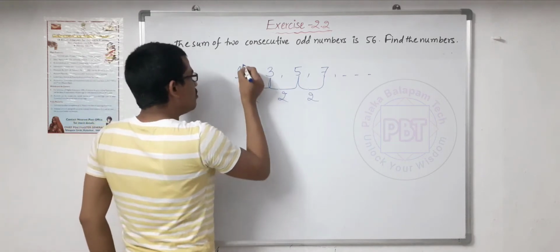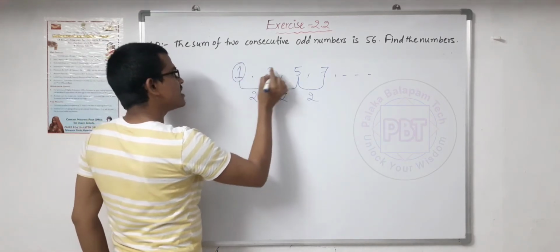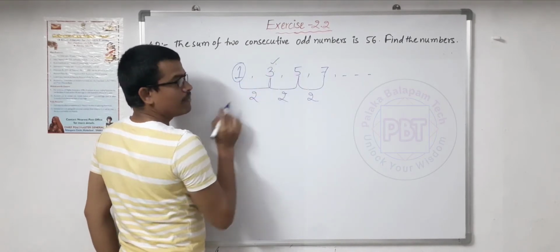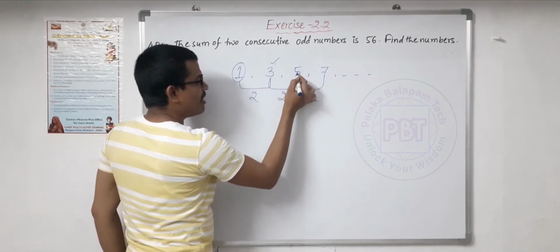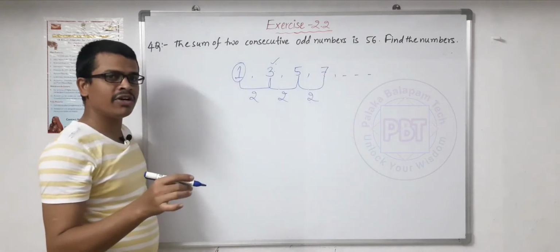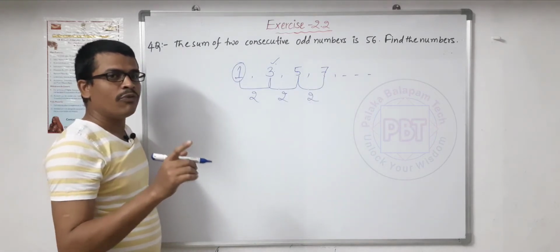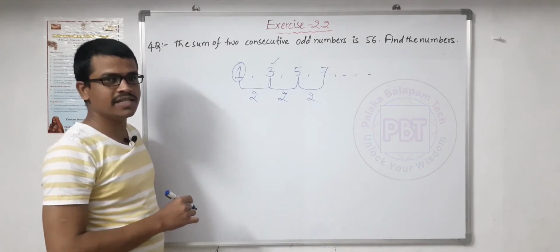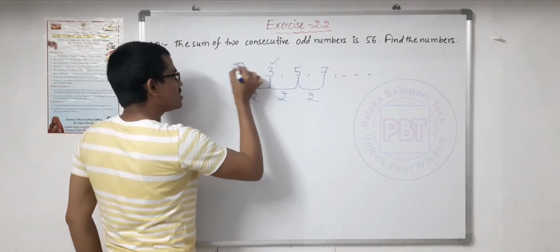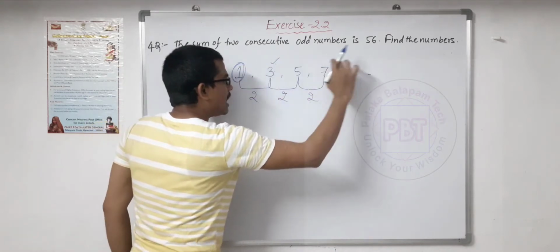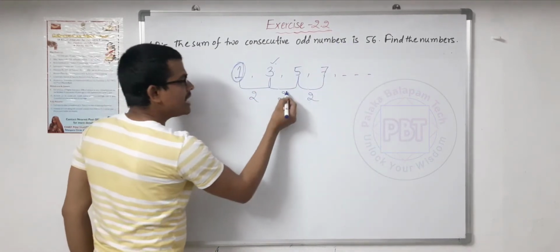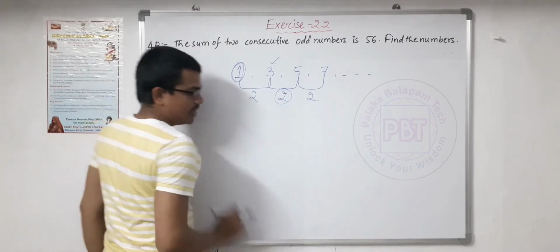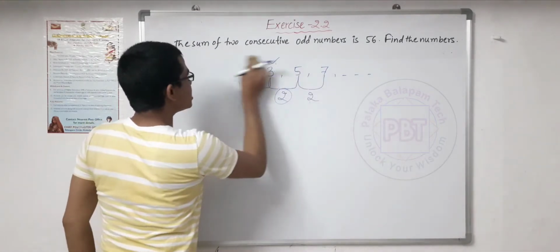For example, 1 is the first odd number. Then what is the second odd number? 3. How will you get the 3? 1 plus 2 is 3. So 3 plus 2 is 5. 5 plus 2 is 7. It means whenever you know the first odd number, if you add 2 to it, you will get the next odd number, isn't it? So except for the first odd number, all the remaining odd numbers are obtained by adding a fixed number 2. So it is the concept for us.